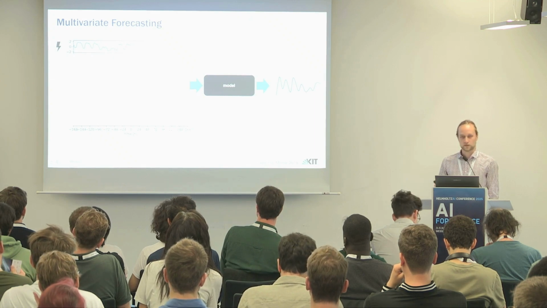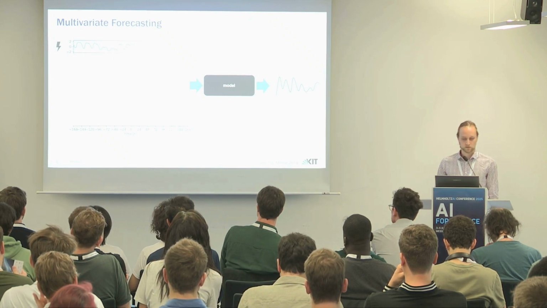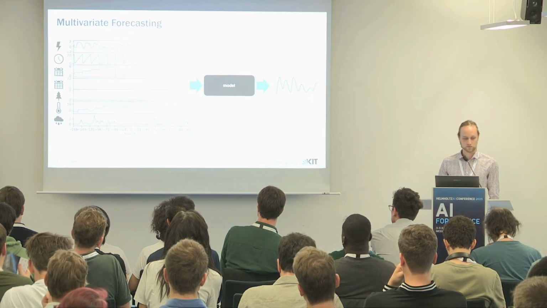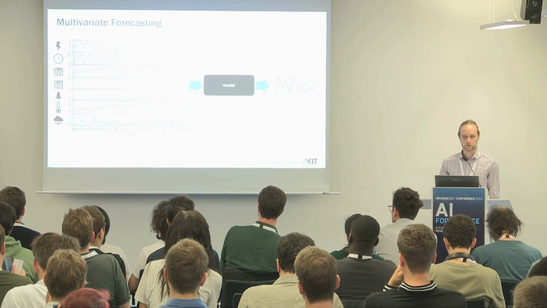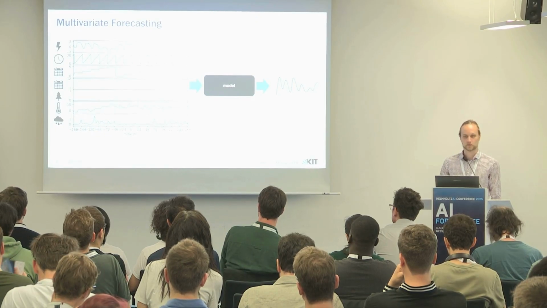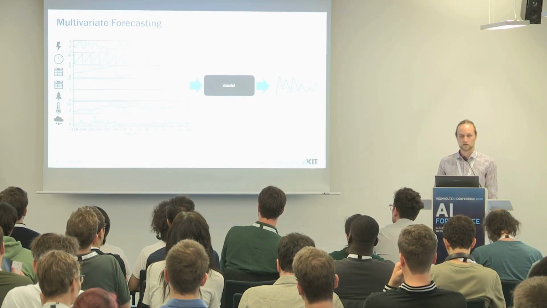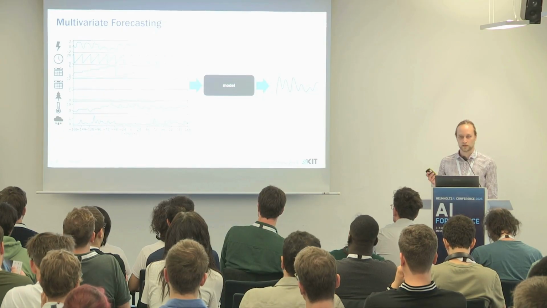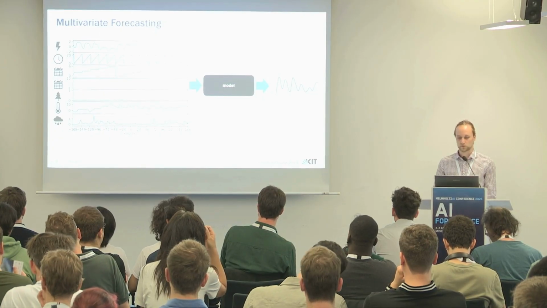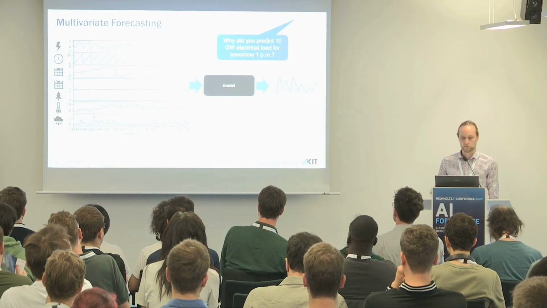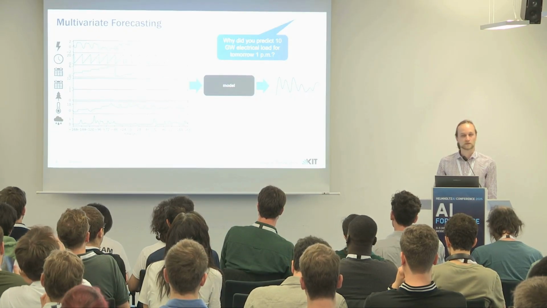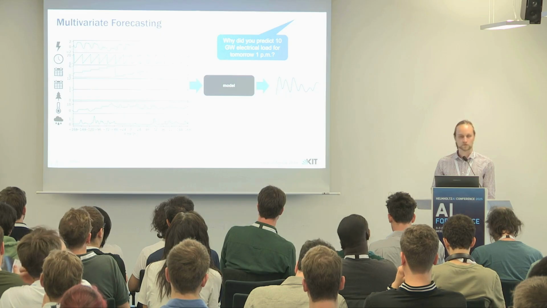And the model is based on the past electricity demand as well as exogenous variables, including 4 calendar variables and 2 weather variables, temperature and precipitation. Now, of course, we aim for an accurate forecast, but ideally we would also want to get an explanation of that forecast. So we might ask, why did the model predict 10 gigawatt electrical load for tomorrow 1 p.m.